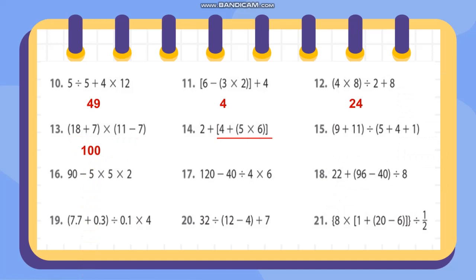Here, we're going to evaluate first what's inside the bracket. Inside the bracket is parentheses and addition. So 5 multiplied by 6 is 30, then 4 plus 30 is equivalent to 34, then 34 plus 2 is equivalent to 36.